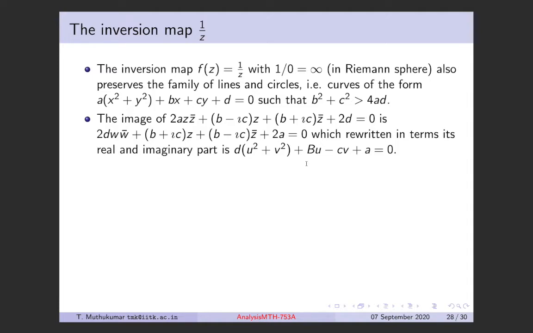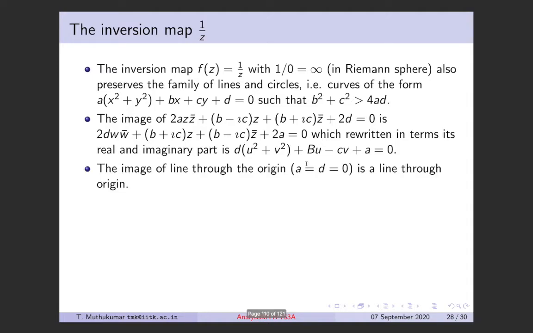Let's see one by one what happens in each case. If you take a line passing through the origin, it corresponds to the case when a is 0 and d is 0. And what is the image of that? D is 0, a is 0, so it's a line passing through the origin. So the image of a line passing through the origin is a line passing through the origin under the map 1 over z.